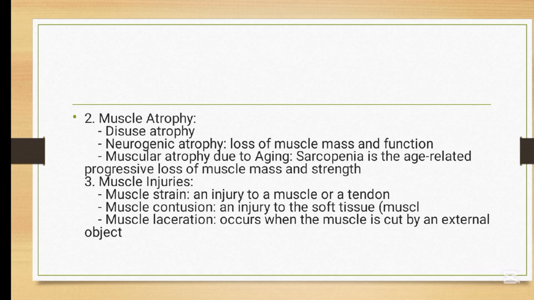Number 2 is muscular atrophy, disuse atrophy, neurogenic atrophy, a loss of muscle mass and function. Muscular atrophy due to aging. Sarcopenia is the age-related progressive loss of muscle mass and strength. Number 3 is muscle injuries. Muscle injuries in which we see muscle strain, an injury of muscle or tendon. Muscle contusion, an injury of the soft tissue. Muscle laceration, which occurs when the muscle is cut by an external object.